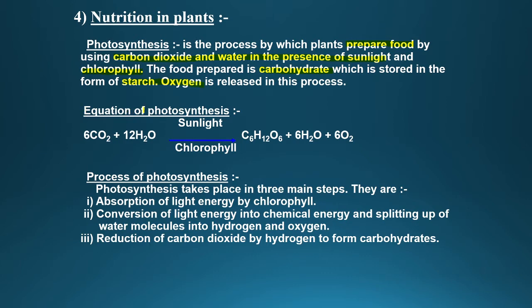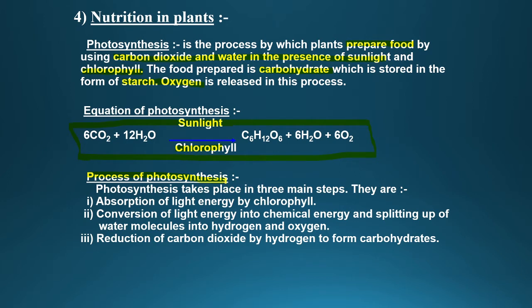So the equation of photosynthesis is 6CO2 plus 12H2O, in the presence of sunlight and chlorophyll, gives C6H12O6 plus 6H2O plus 6O2. Guys, it's very important to remember this. Don't forget to memorize this one. And this is the process of photosynthesis.